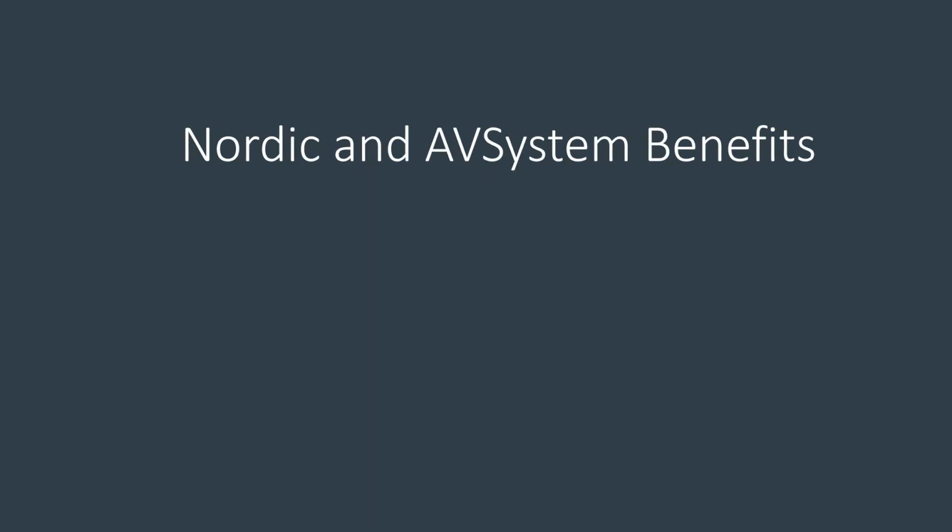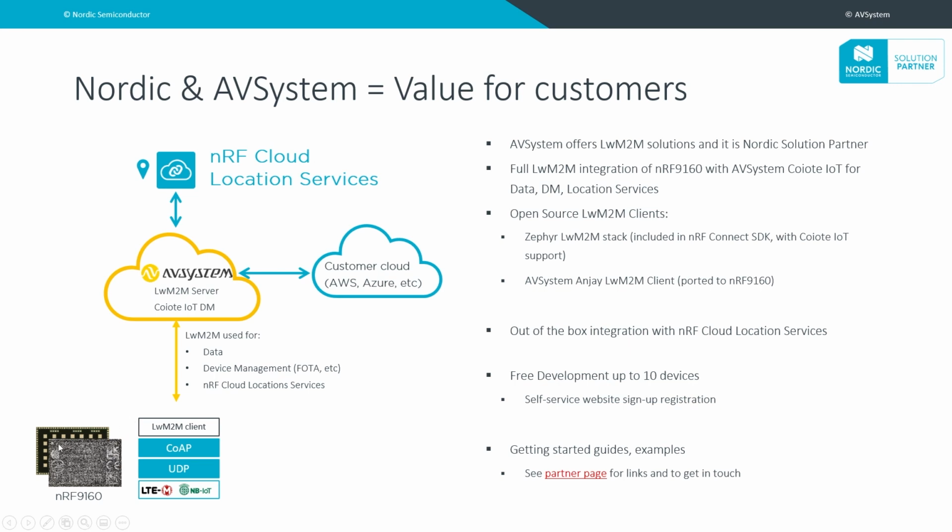Okay, thanks for that, Marcin. Just a quick slide from me on Nordic plus AVSystem benefits. As you can see here, you have the nRF9160 with the LwM2M client based on top of CoAP and UDP, using either LTE-M or narrowband IoT. In this scenario, you're connecting to the AVSystem lightweight machine-to-machine server, the Coiote IoT device management platform, and LwM2M is used for data and device management, that could include firmware over-the-air updates, etc., and also nRF Cloud location services. And then it's AVSystem that communicates to nRF Cloud location services and also your own customer cloud. So that can be AWS or Azure based.